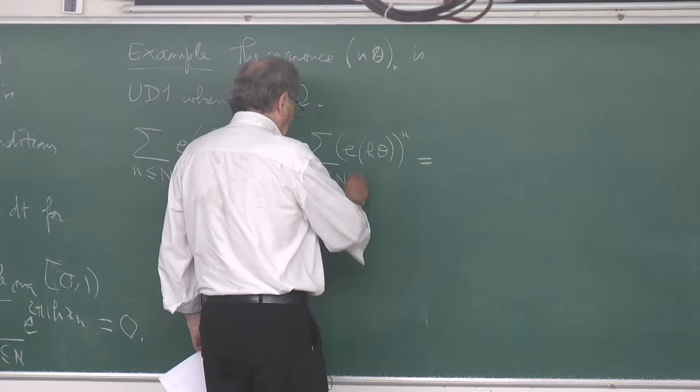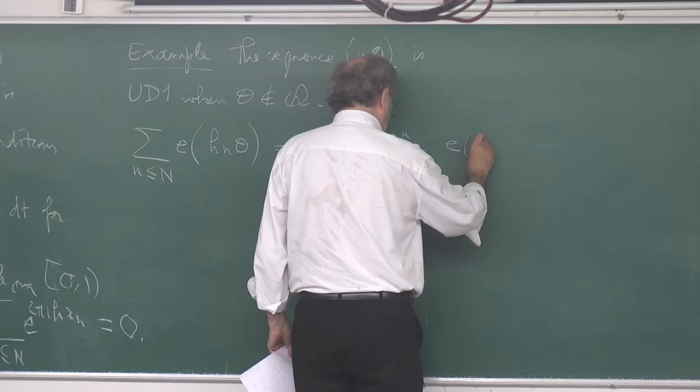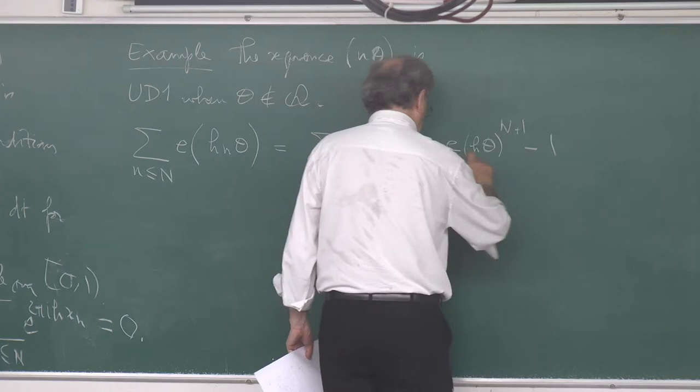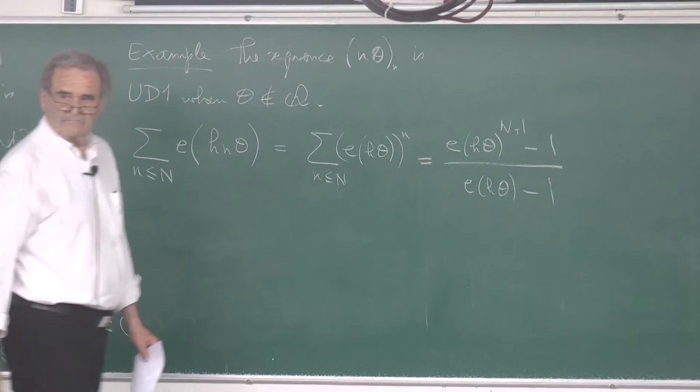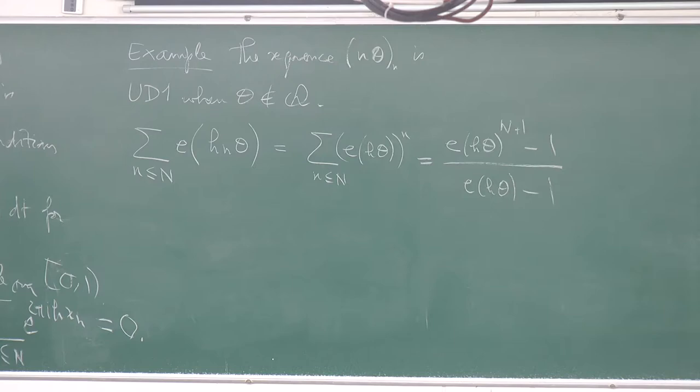So what is this? This is e of h theta to the power n plus 1, minus 1, divided by e of h theta minus 1. Okay, I think this is correct. If you take x^(n+1) minus 1 divided by x minus 1, you get exactly the sum of the geometric progression. And this is very nice because this is bounded.